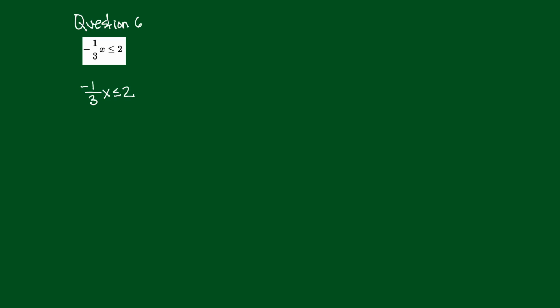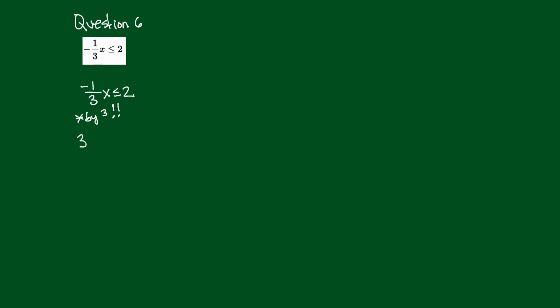Now, here's what I see. I see a multiplication, negative 1 times x, and then I see a division, divide that by 3. So I'm going to undo the division first. It's dividing, so I'll multiply by 3. Now, alert, I've got an inequality and I'm multiplying, so I have to check. I know if I multiply or divide by a negative number, the direction of that symbol will change. But I'm multiplying by a positive number, so no problem.